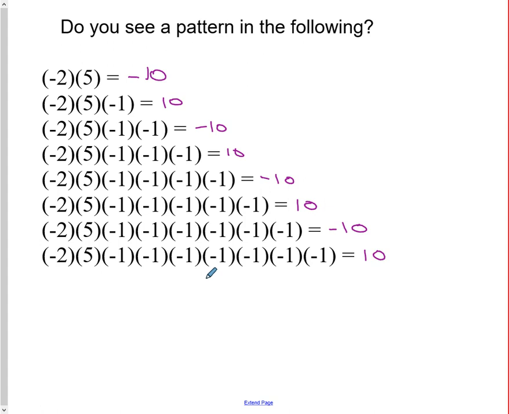So the key idea here is that if we've got an even number of negatives, they all cancel each other out, and we're left with a positive number. If we've got an odd number of negatives, like 1, 3, 5, 7, 9 negative numbers, they all cancel out except for one negative number that remains, and that negative value is going to make the whole thing negative when it's involved in our multiplication or division. So how can we write that in just kind of like a short form here?